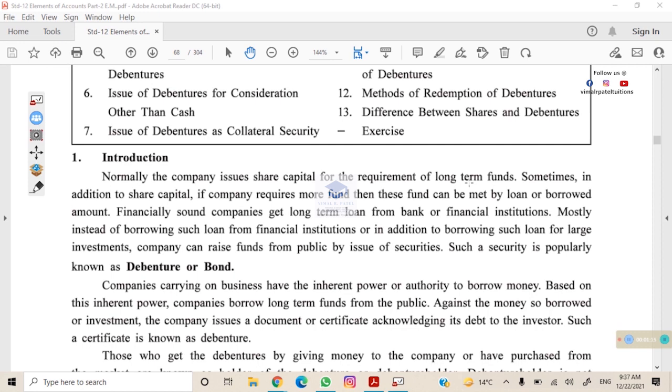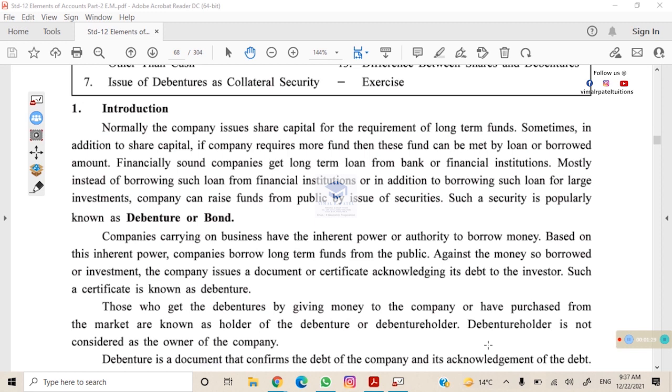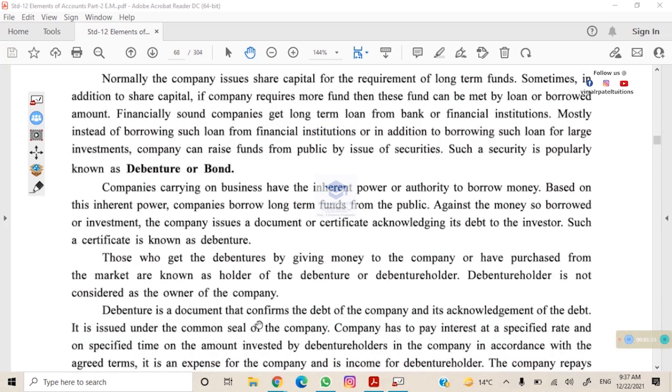They don't have any decision making power or ownership stake in the business. They don't have any voting power. They are just concerned with the regular payment of their interest and timely refund of their capital. So debenture is a long term borrowing, a non-current liability for the company. Debenture is a document that confirms the debt of the company and its acknowledgement of debt.